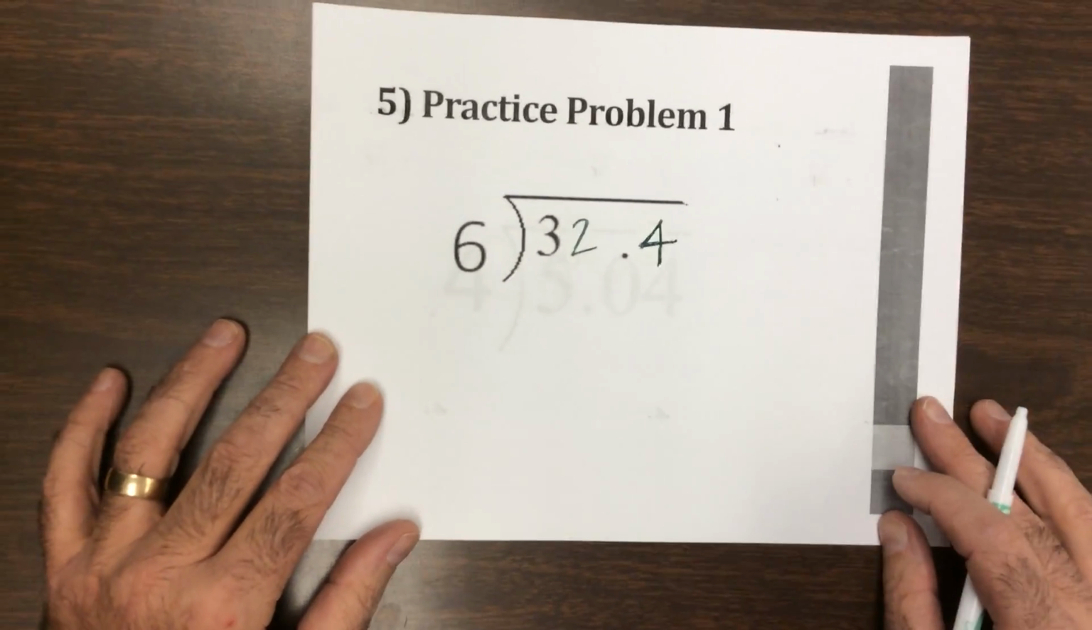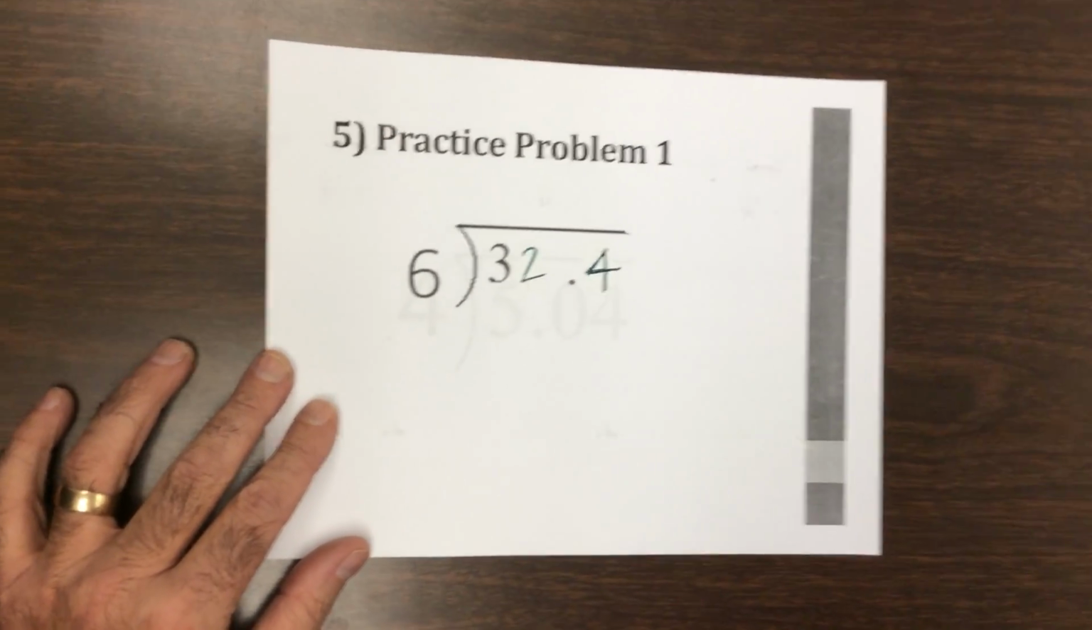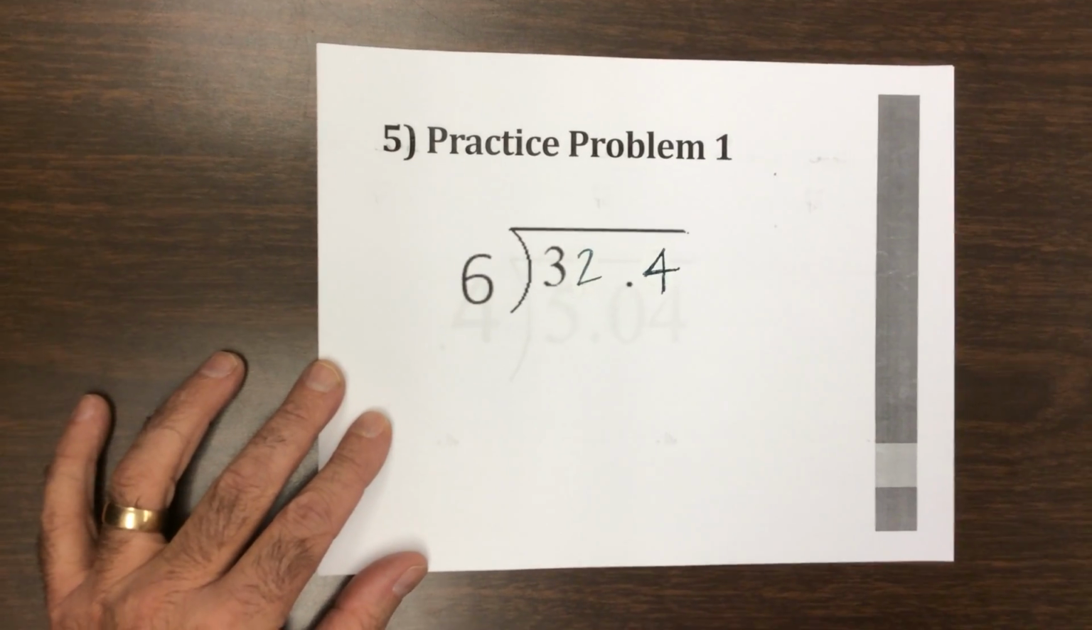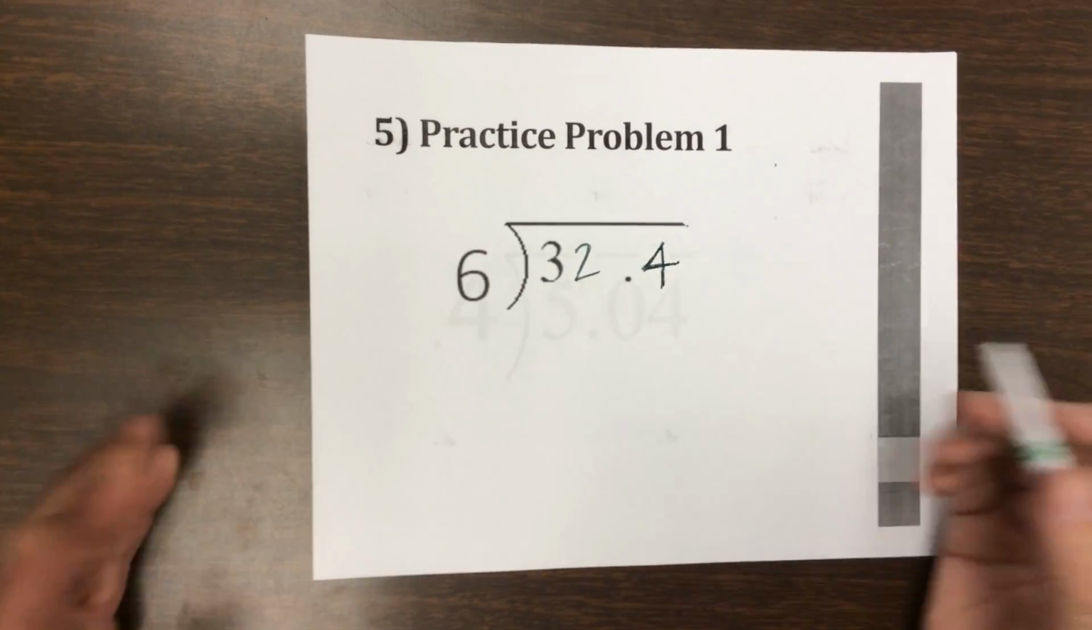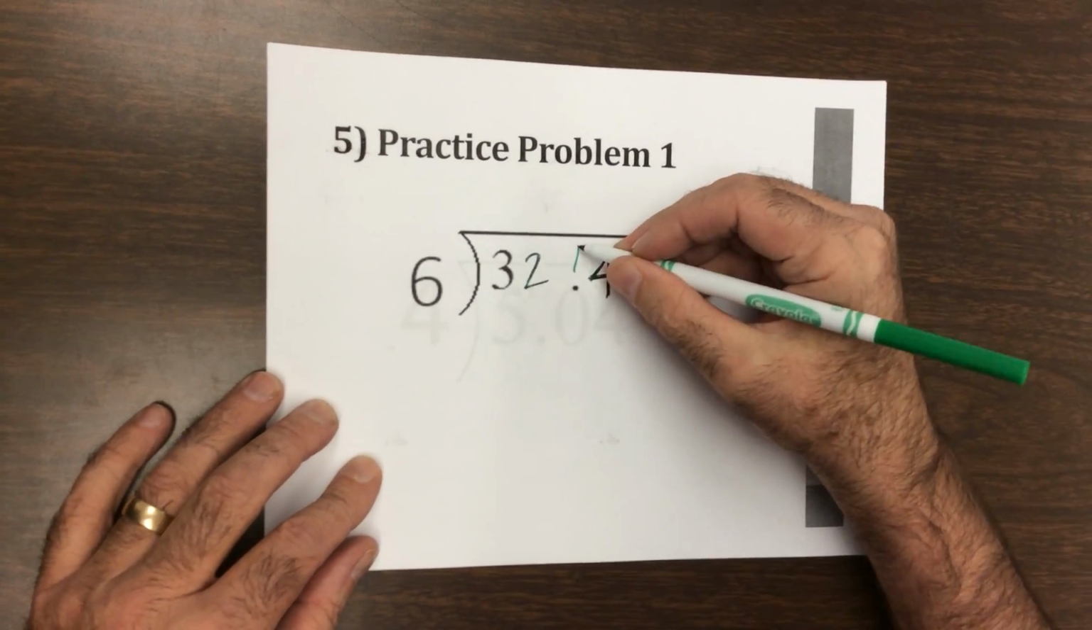Okay, so let's work on a little practice. The numbers are getting a little bigger. We're dividing 32 4/10 by 6. So we're just going to divide like normal. We're going to move the decimal up.